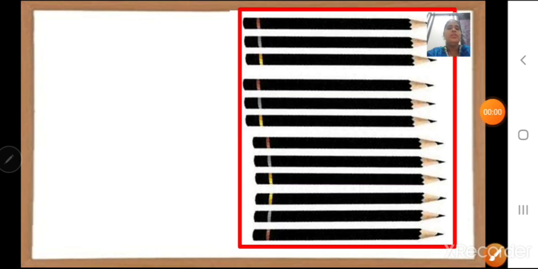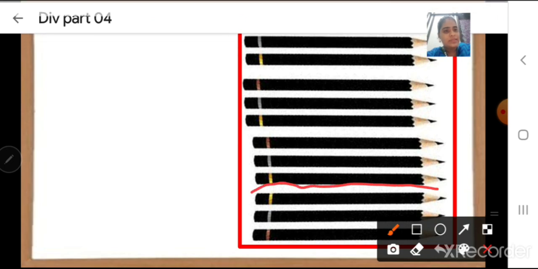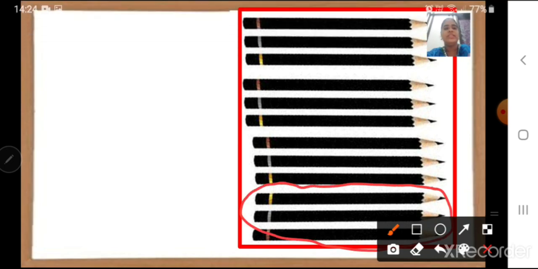Now look at one more scenario. Here we have a total of 12 pencils. Okay. And if each box can accommodate 3 pencils, then how many boxes are needed for 12 pencils, children? Now see, a total of 12 pencils are there. In one box we can fit how many? Only 3 pencils we can accommodate.